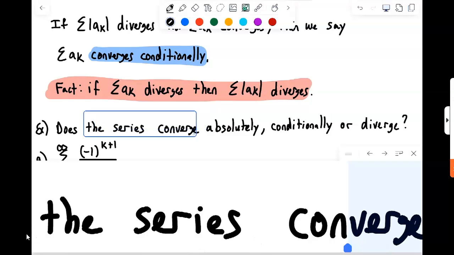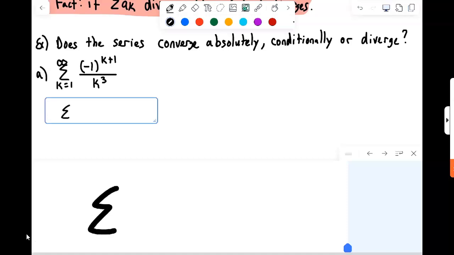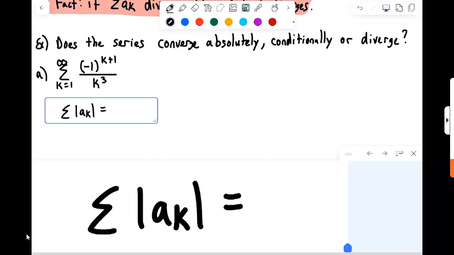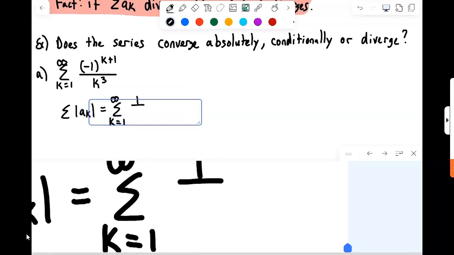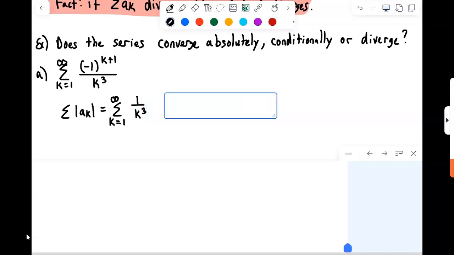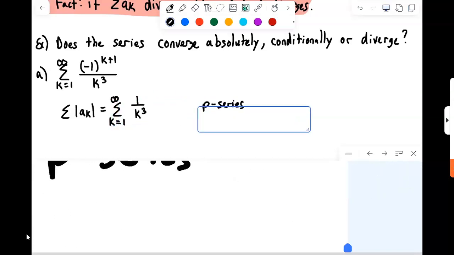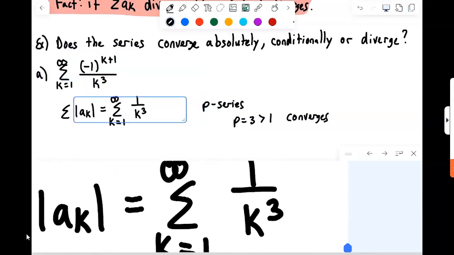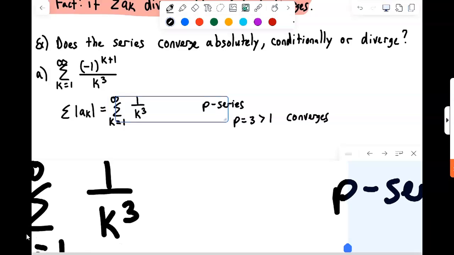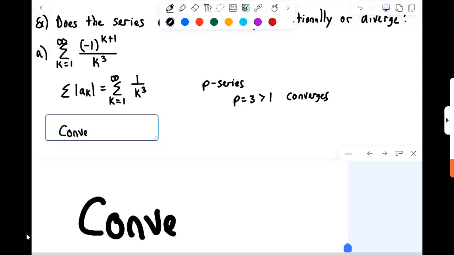So here, I look at my denominator of k cubed and I think, oh wow, this is a p-series. So the sum of the absolute value of a_k is the sum as k goes from 1 to infinity of 1 over k cubed, and I know that's a p-series. And for a p-series, as long as the power is bigger than 1, and in this case 3 is bigger than 1, we know it converges. So when I drop the alternating sign and just look at the absolute value part, that series converges, and therefore the other one must as well. And so we say that it converges absolutely.